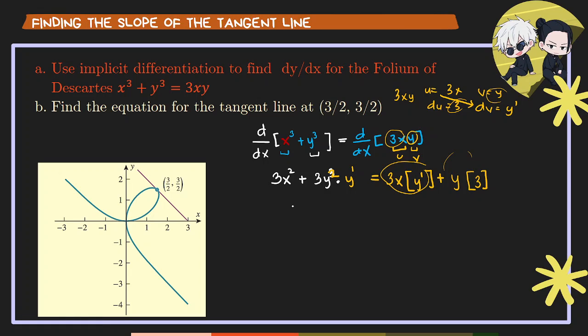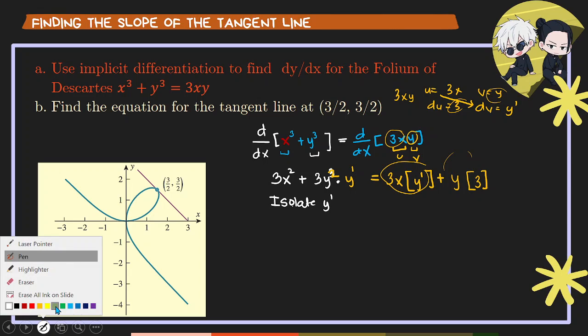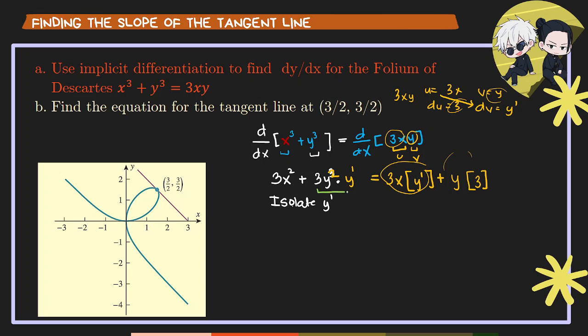So, anong sabi ko kanina? Isolate y prime. In order for us to isolate y prime, we are going to group all of the y prime terms here. So, 3y squared times y prime. Ano pa yung y prime dito? Ito, di ba? So, ito transposed ko negative.